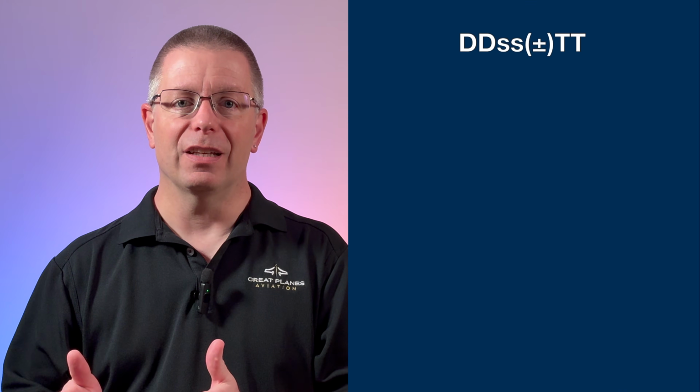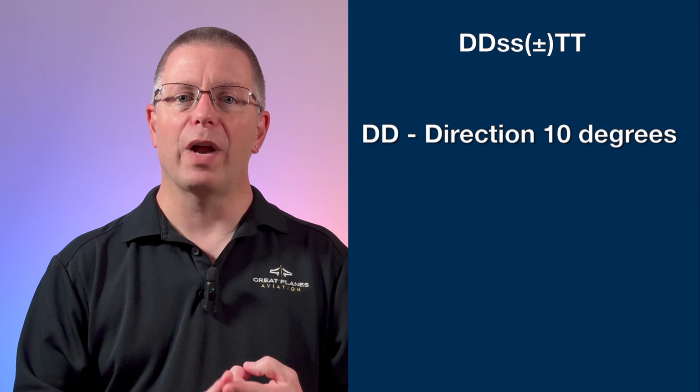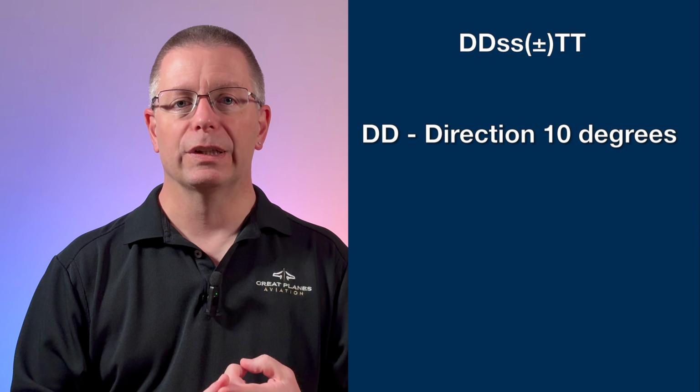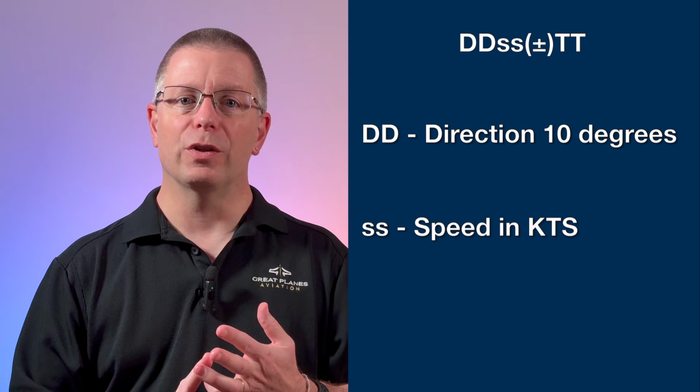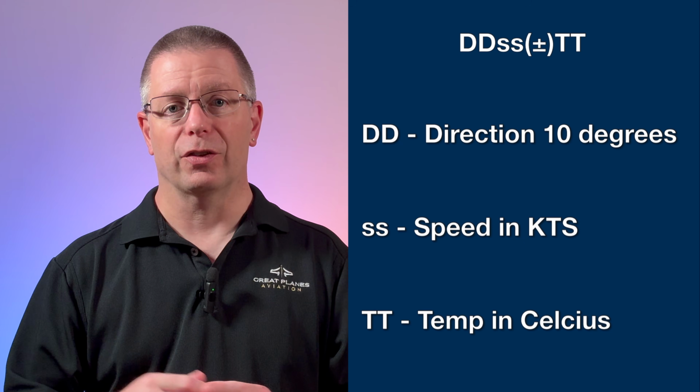Now, let's talk about decoding the numbers. This is where things start to really feel like code breaking. However, you do need to know it because you will see this on your written exam. Each entry follows the format DDSSTT. The first 2 digits are the wind direction in tens of degrees true. The next 2 digits represent the wind speed in knots, and the last 2 digits are the temperature in Celsius.